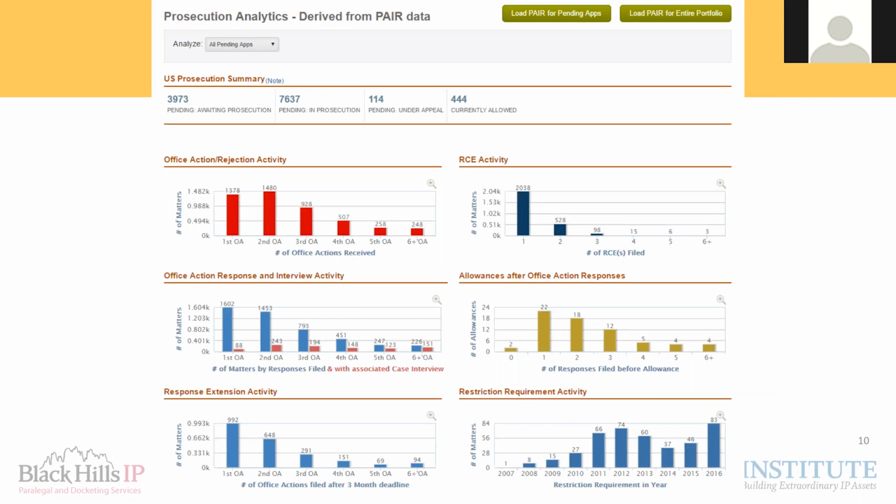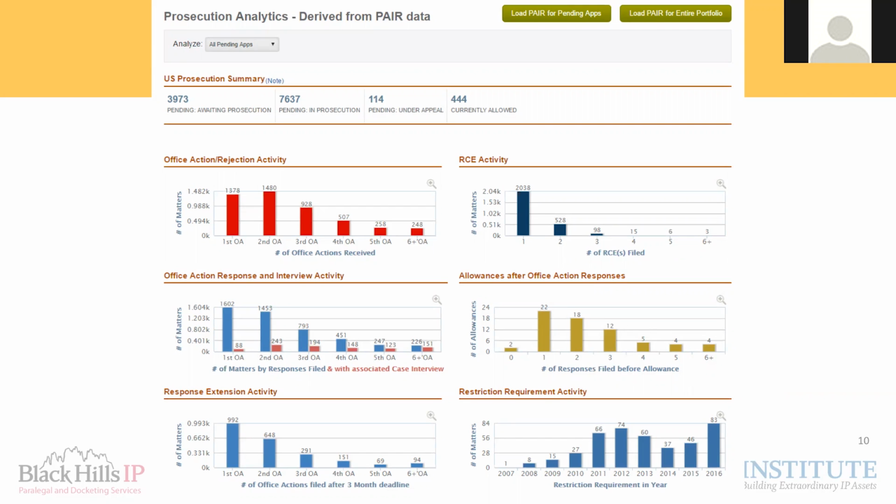So this is, I think, the same slide from just a minute ago, but we'll take a look at some of the data that we have here. Here we've got a fairly substantial portfolio, about 7,600 matters in prosecution. That represents the set of data that we're really going to be digging into. And one of the first places that I like to start is with office action activity. How many of these matters have one office action, two office actions, 3, 4, 5, 6 plus?